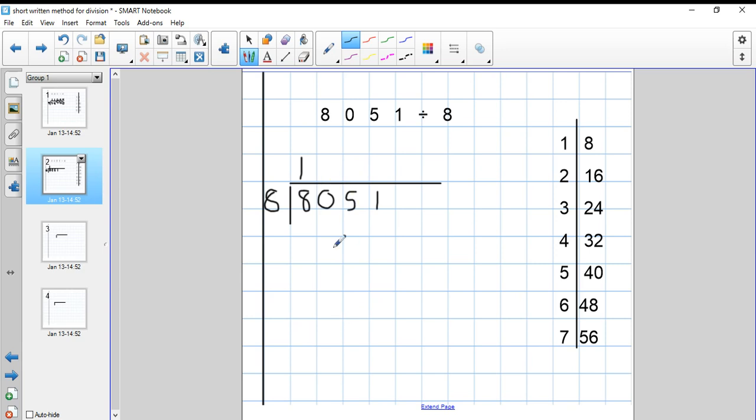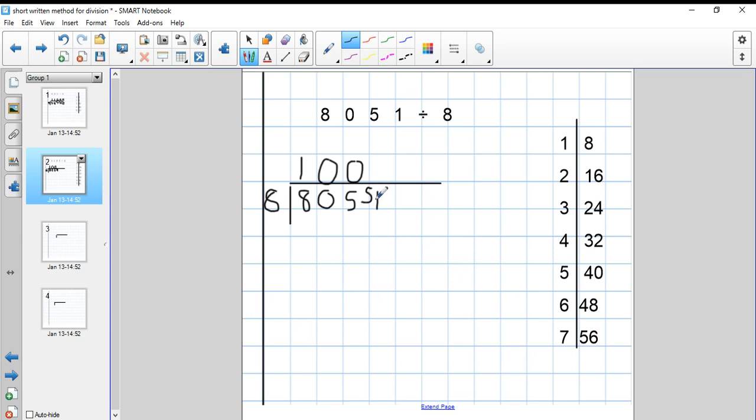Then I've got a 0 here. Now, if I'm ever asking myself how many times does the number go into 0, the answer to that is always going to be 0. And I can move on to my next digit, which is a 5. How many times does 8 go into 5? Well, 8 is bigger than 5, so I won't be able to get 8 into 5. 5 is not in the 8 times tables. So I'm going to put a 0 here and carry my 5 into the next place value column.